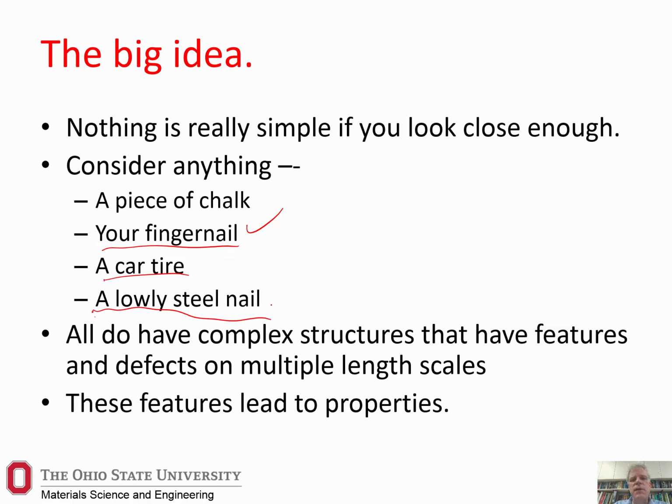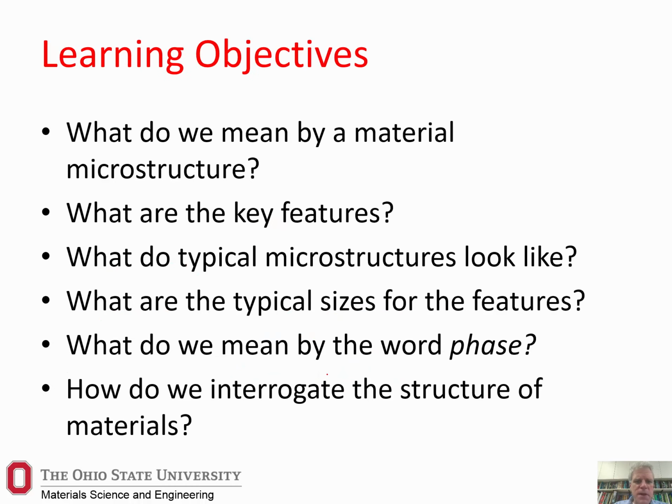There are crystals, there are defects in those crystals, there are multiple different types of crystals sticking together. Those things all come together and fill space in some kind of complicated way. So the point is, all real materials have complex structures, and there are features and defects on multiple length scales. It's really those structures and those defects that lead to the properties that we rely on as engineers. And what we do in material science is we try to engineer those structures to give us the things that we want.